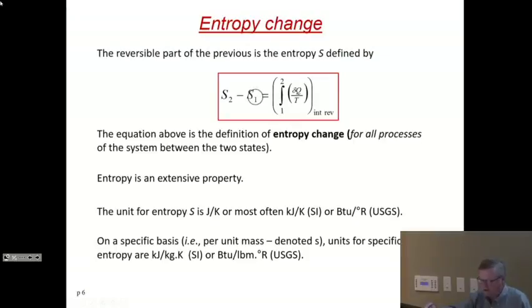Now, entropy, just like its brethren, can be defined on a specific base. Per mass base is lowercase s. Per mole base is lowercase s with a bar above it. Per mass base, it is kilojoules per Kelvin kilogram, or BTU per pound per Rankine.